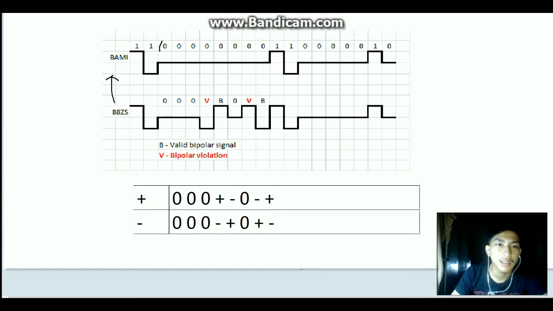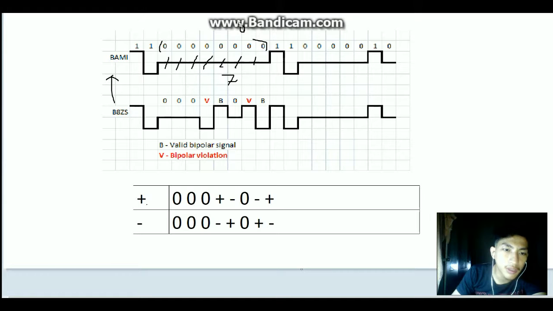So when the sender sends the signal, the receiver will receive like this: 2, 3, 4, 5, 6, 7, 8. So the receiver will only receive 7, not 8. This is because as time passes, the clock tends to drift away and it is not synchronized. So bipolar 8-bit zero substitution is the way to solve the problem.